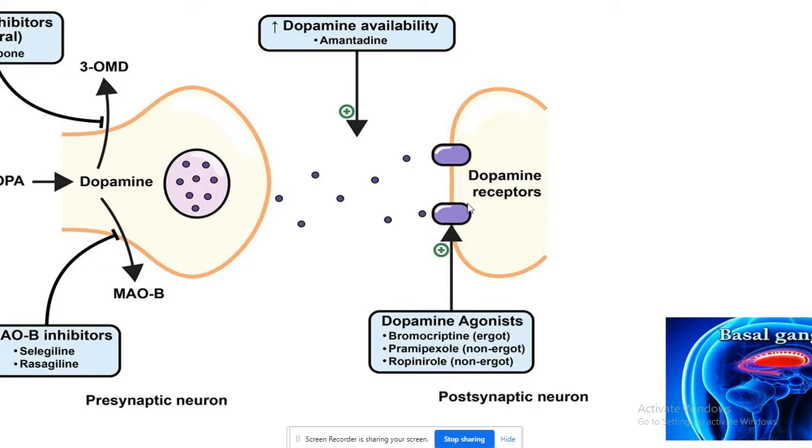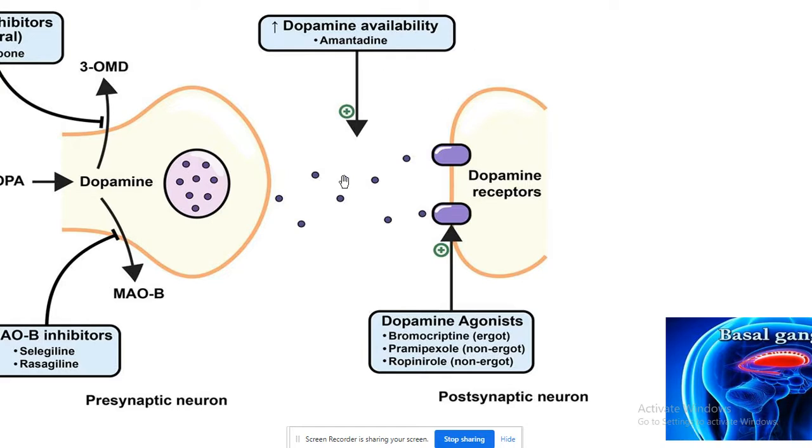Now, again, there's another agent that we can use in order to promote or increase the availability of dopamine just within the gap in between these two neurons. And that agent is right there above, amantadine. So amantadine is the drug that we can use actually to promote or to increase dopamine in here.